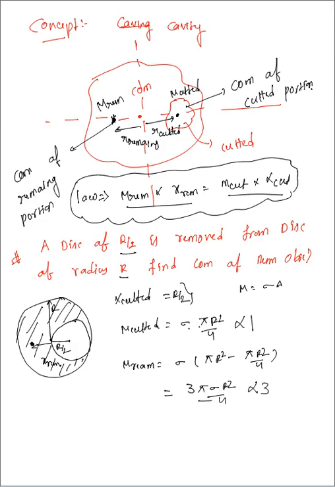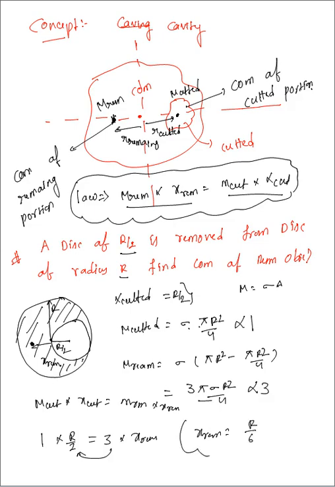So what is the law we have here? M cut into x cut equals m remaining into x remaining. The m cut value is 1, and x cut is r by 2 as given in the question, equal to m remaining, which is 3, into x remaining. Therefore x remaining is r by 6, since the 3 goes to the denominator. In the coordinate system I can give a negative sign, because the mass is shifting in the negative direction from the center of mass. That's why we can write minus r by 6.